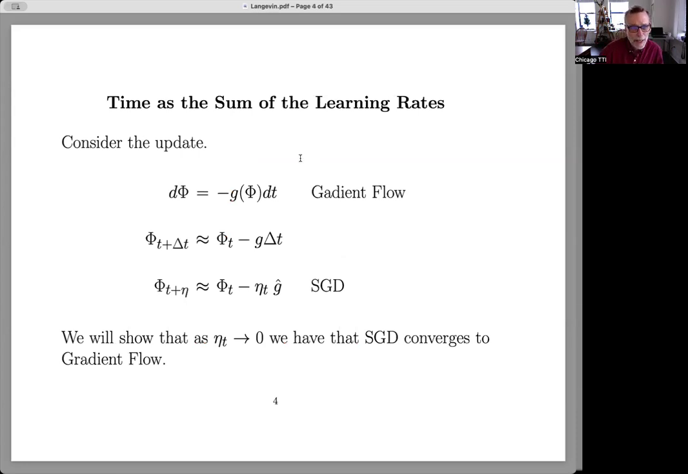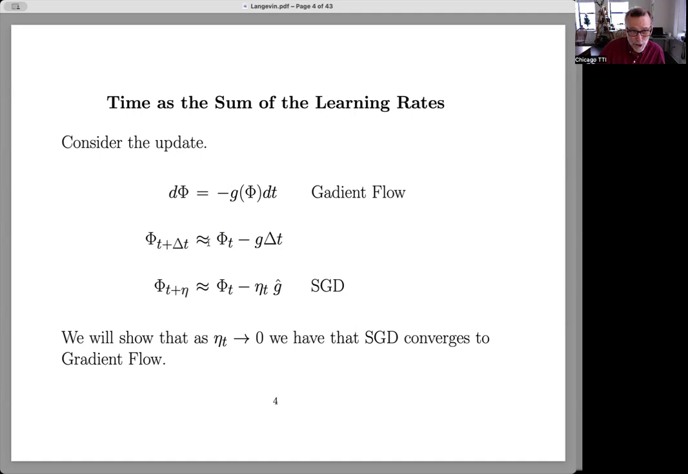Now, there's a relationship between gradient flow and stochastic gradient descent. And so that's the first thing I want to talk about. So here's the differential equation. I've written it as the differential in parameter space. The differential change in parameter space is minus the gradient times the differential change in time. Now, this is the numerical approximation of that. So this is the numerical approximation of gradient flow. It's saying phi at t plus delta t is roughly equal to phi of t minus the gradient times delta t. So this is just how you would numerically integrate this equation.